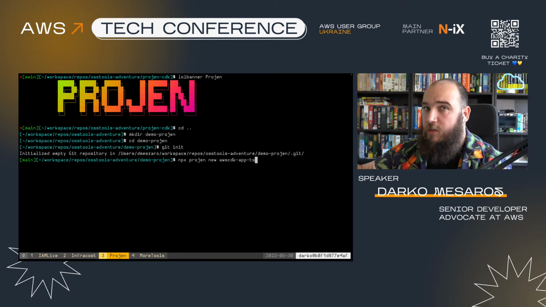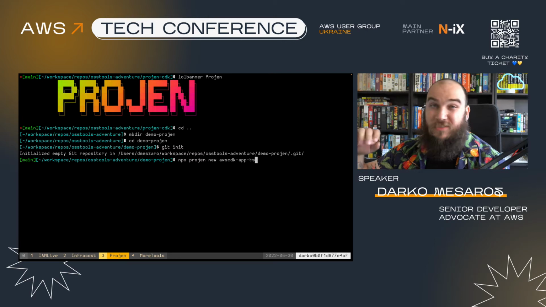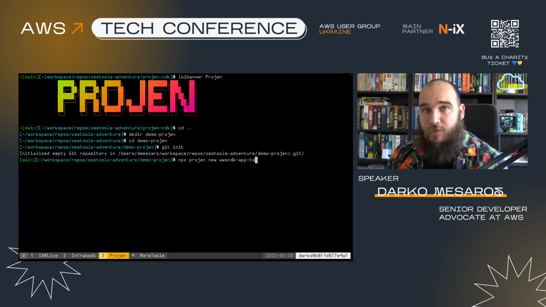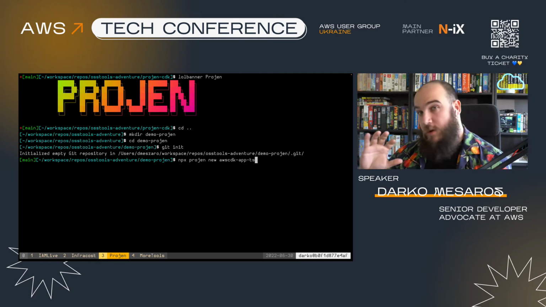You can go to the Projen GitHub page and see all of the supported templates. There's a bunch. There's literally for CDK, Kubernetes. There's for your typical TypeScript projects, JavaScript projects, so not AWS related.